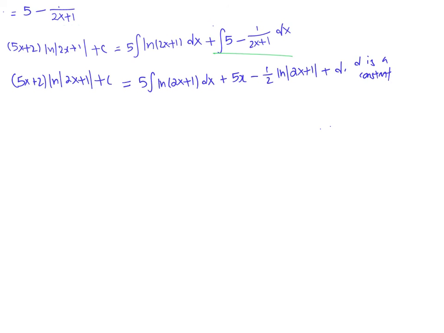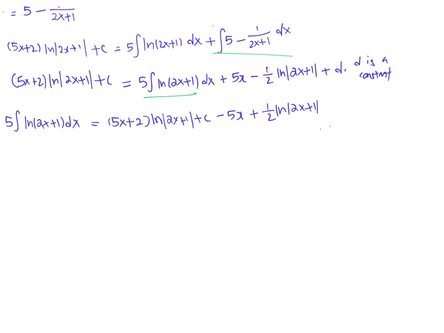As you can see, the required answers are all integrated. This is what we want, except that the coefficient now is a 3, not a 5. So let's keep our 5 integration of ln 2x plus 1 dx on our left hand side now, and the other terms we're all going to keep on the right hand side. So we will have 5x plus 2 ln 2x plus 1 plus c minus 5x plus half ln modulus of 2x plus 1 minus d.